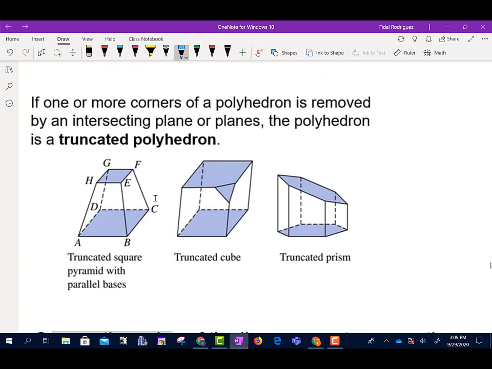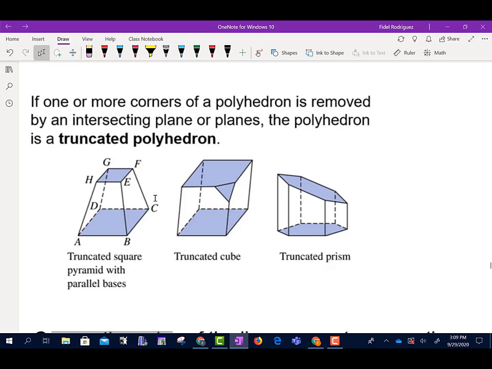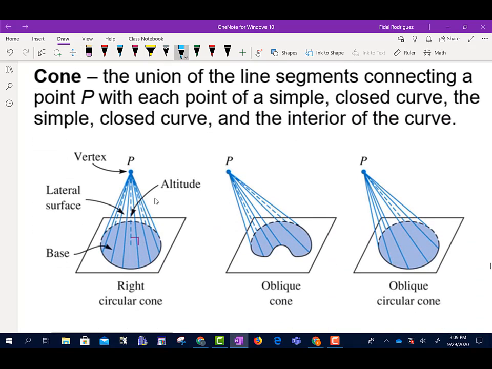Okie dokie. And it says, if one or more corners of a polyhedron is removed by an intersecting plane or planes, the polyhedron is called a truncated polyhedron. So we have a truncated square pyramid with parallel bases. We have a truncated cube, right? We looked at that a little while ago, and a truncated prism. And it says a cone is the union of line segments connecting the point P with each point of a simple closed curve. All right, so we have a right circular cone, an oblique circular cone.